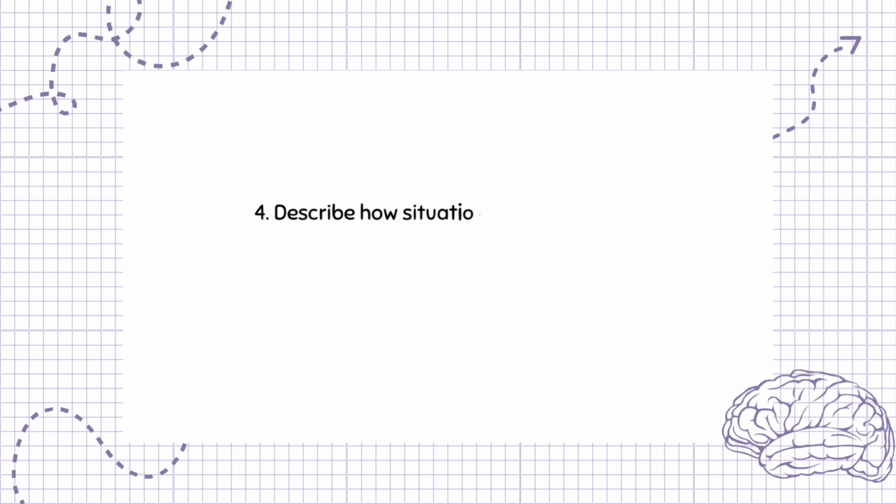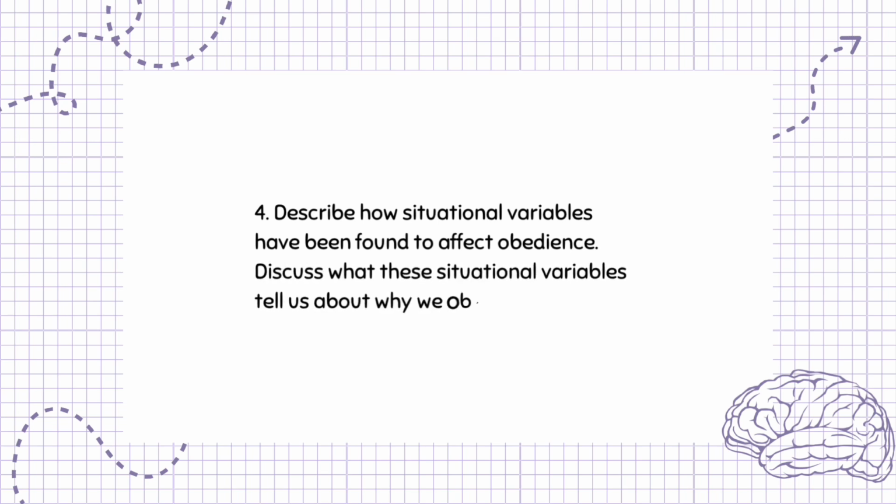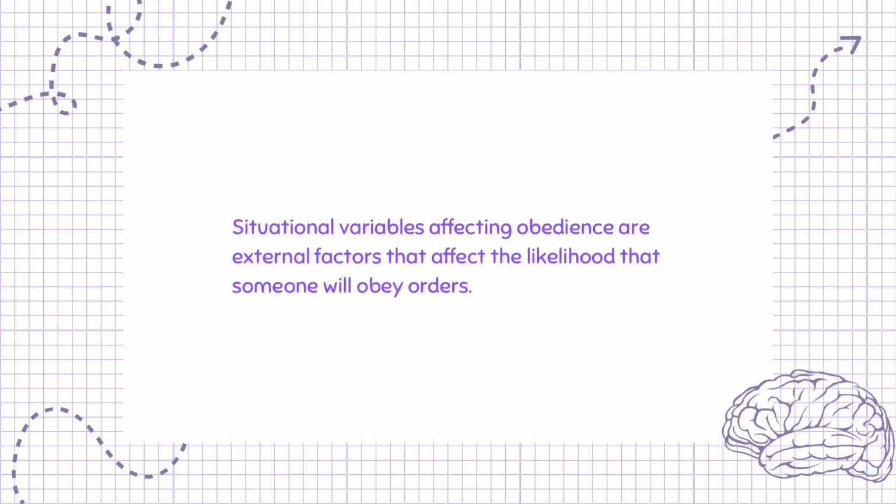Question 4. Describe how situational variables have been found to affect obedience. Discuss what these situational variables tell us about why we obey. 16 marks. Situational variables affecting obedience are external factors that affect the likelihood that someone will obey orders.